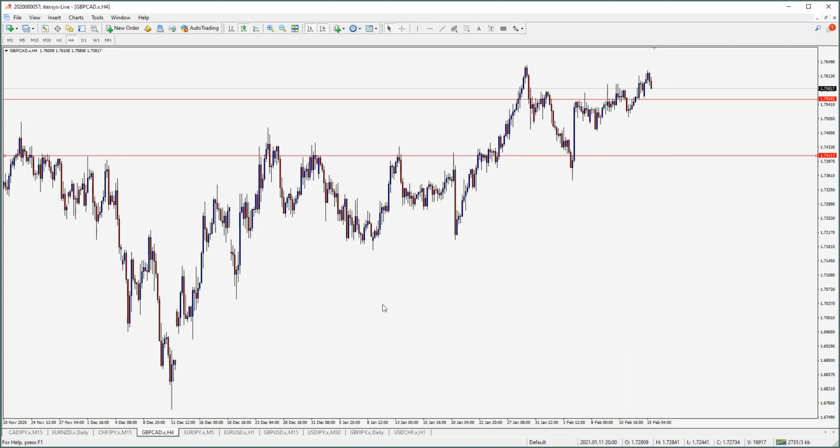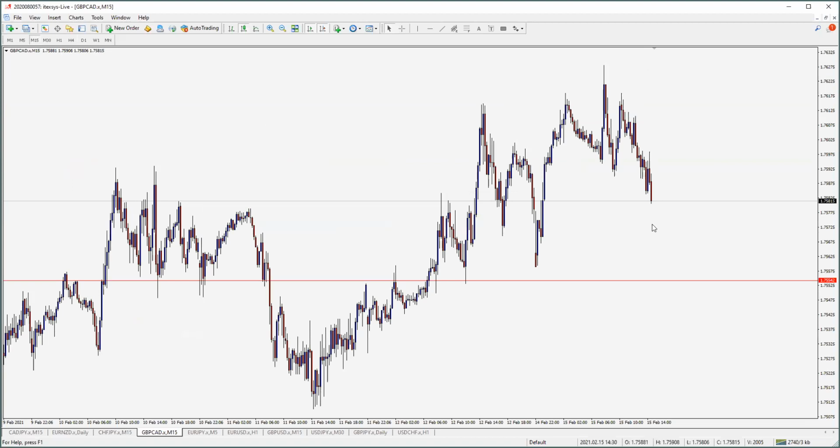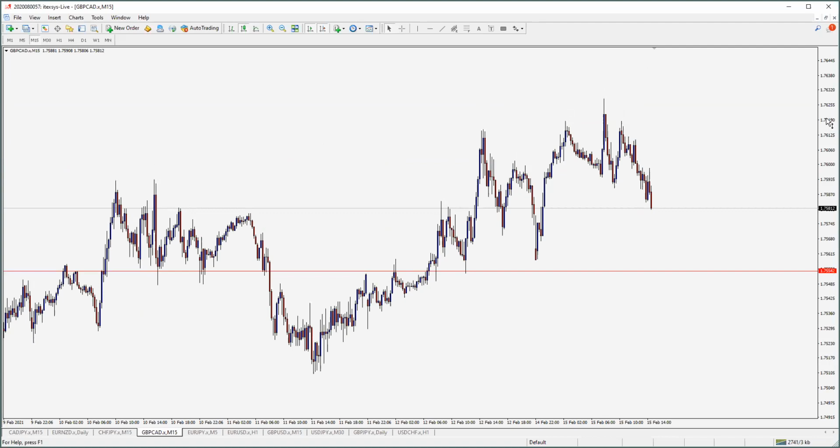Okay, so this is the pound against the Canadian, and someone just mentioned that you are freshly in a short position on the pound against the Canadian. Wish you all success. I cannot say if it's good or not. I don't know exactly the reason you decided to sell.